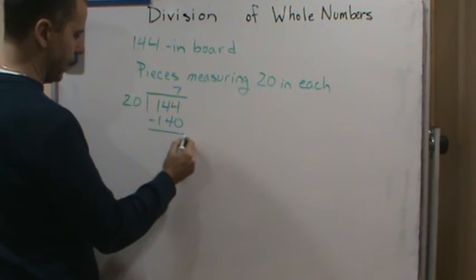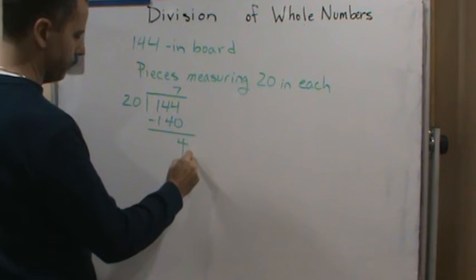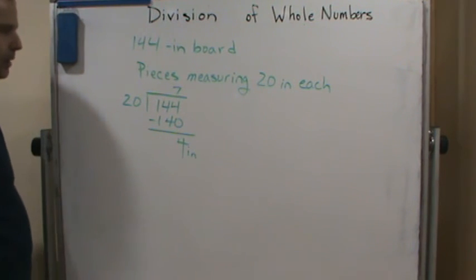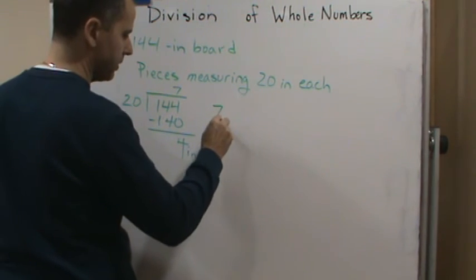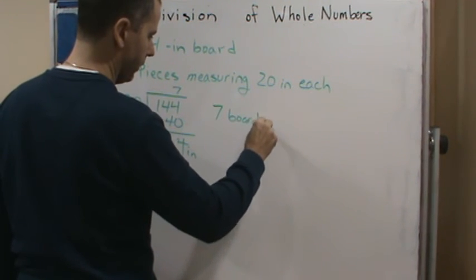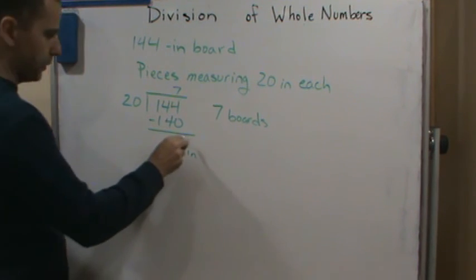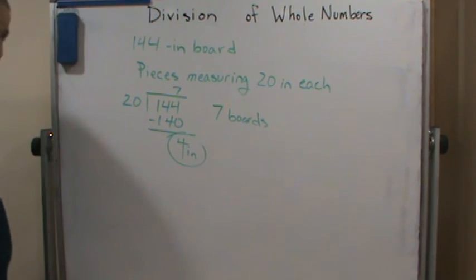And so I'm going to subtract, and I end up with a remainder of 4 inches. So I'm going to end up with 7 boards, right, that are each 20 inches long, and then I'm going to end up with a scrap piece that's 4 inches long.